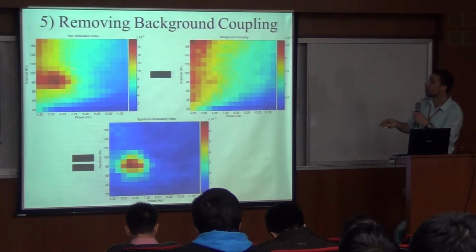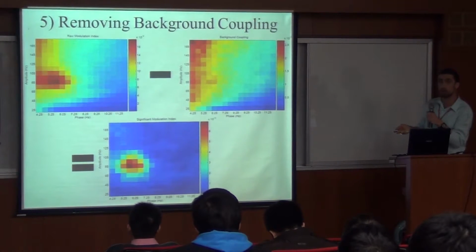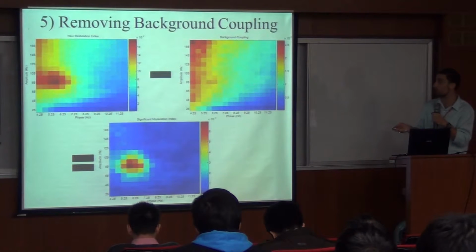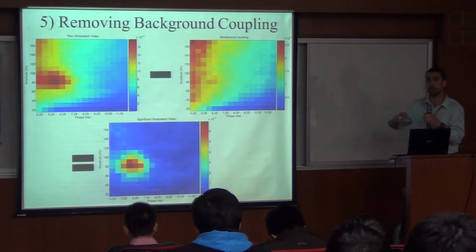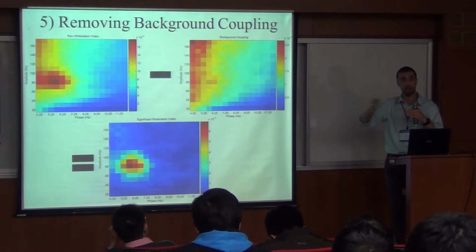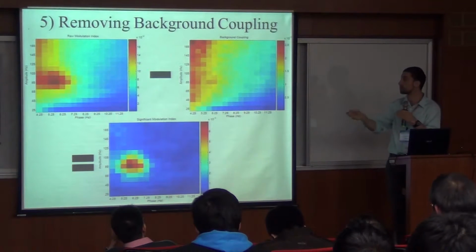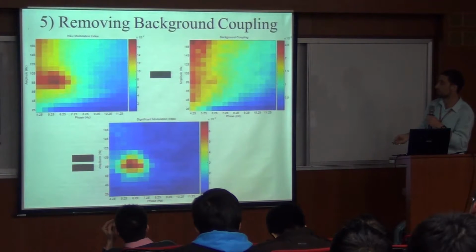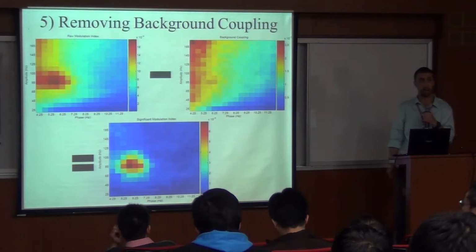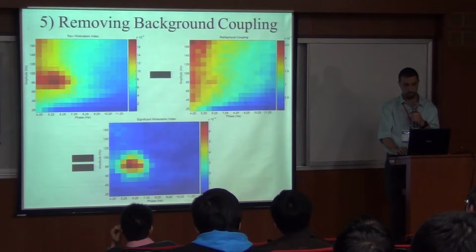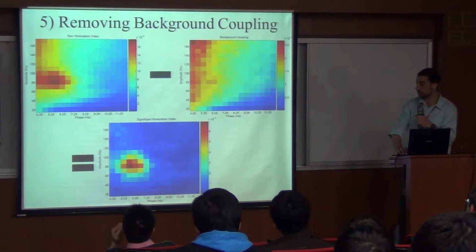So here you can see the raw modulation index calculated for EEG from mice during wakefulness. Here is the modulation index calculated when we shuffle gamma and theta between epochs. And when we subtract off this background coupling, we get an indication of where there's significant coupling between about 6 hertz and about 85 hertz. Okay, great.